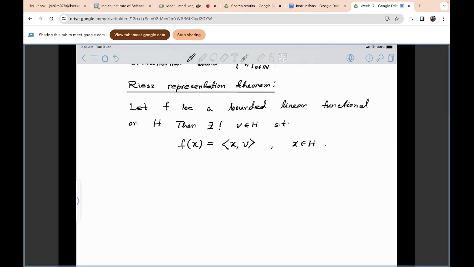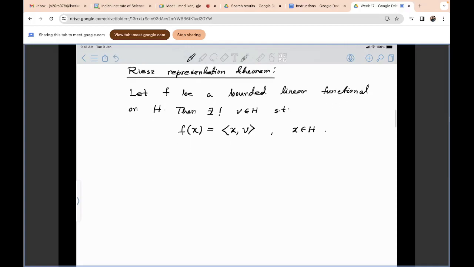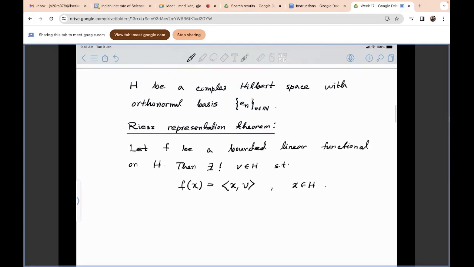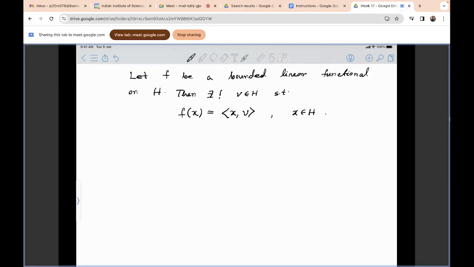So this is the Riesz representation, and it also tells about the norm of f, but here we do not need it, so that's why I am not writing it. We only need this much. So if f is a bounded linear functional on this Hilbert space, then it will be given by the inner product of x with v for a unique v. Okay, so we'll use this. So let's first prove Q. So now we'll show the statement Q is false.